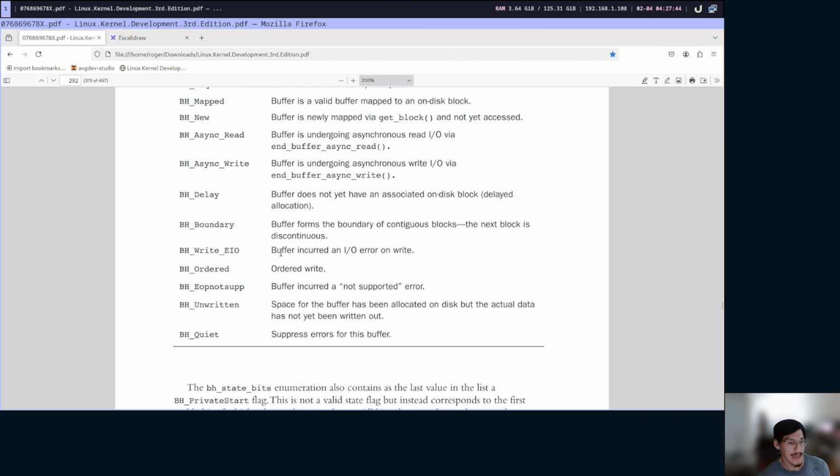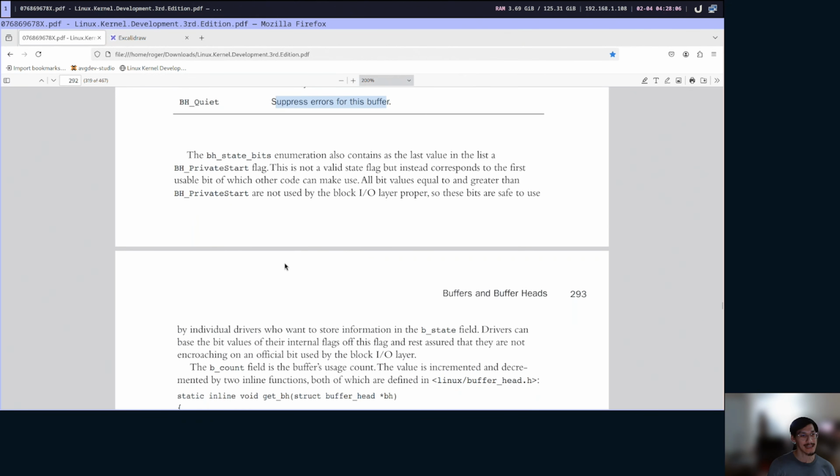BH_Write_EIO: buffer incurred an I/O error. So error IO. BH_Ordered is an ordered write. BH_Eopnotsupp. I bet error not supported. Yep. BH_Unwritten: space for the buffer has been allocated on disk, but the actual data has not yet been written out. And BH_Quiet suppresses errors for this buffer. Probably a bad idea.